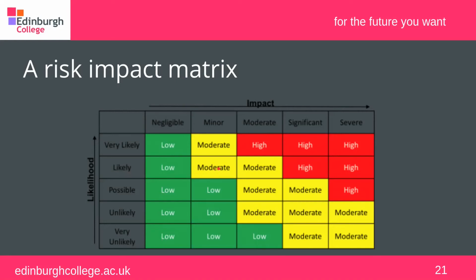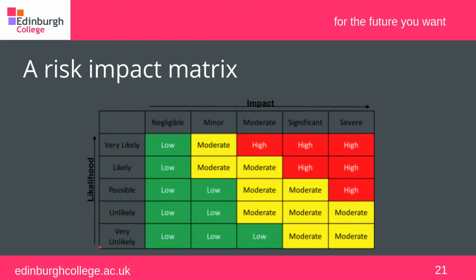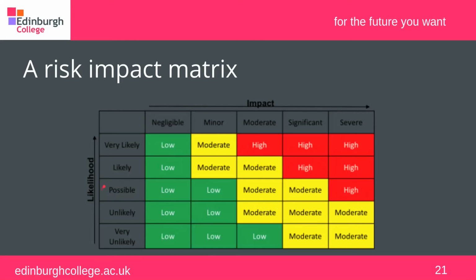Now, let's think of someone in the company accidentally sending the financial records of the company to a rival. It's possible. Okay, it's possible because we're all working from home. There could just be a mistake, and the consequences of that would be high, be severe. Okay, so that would be into the red.